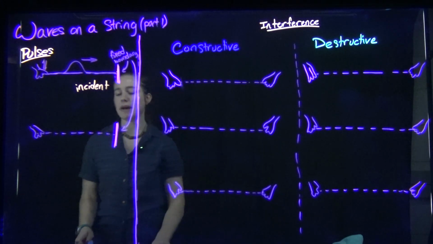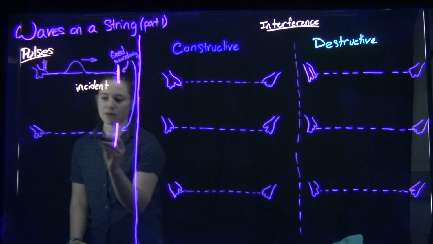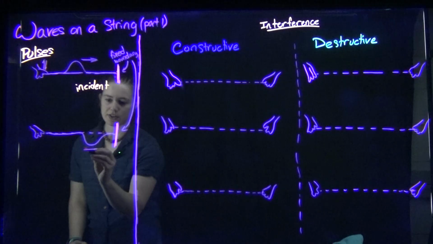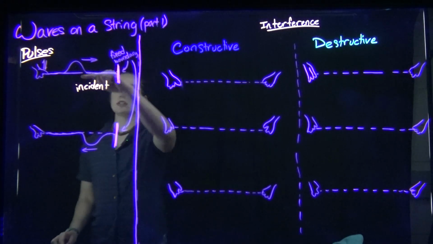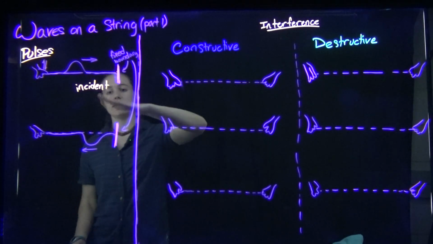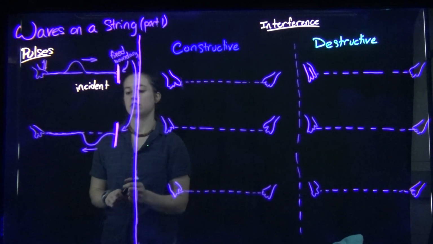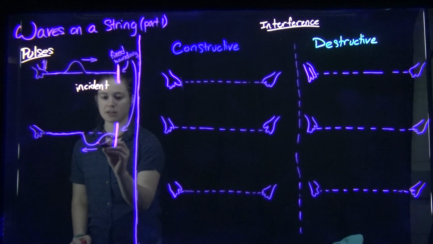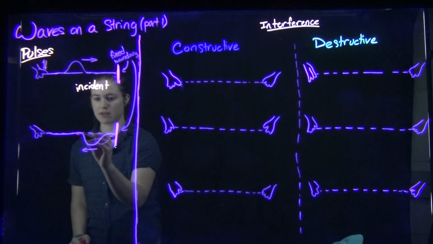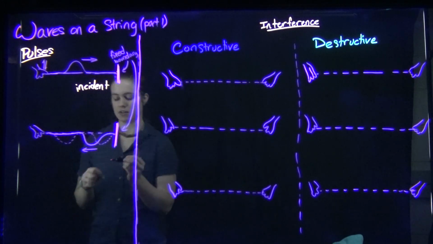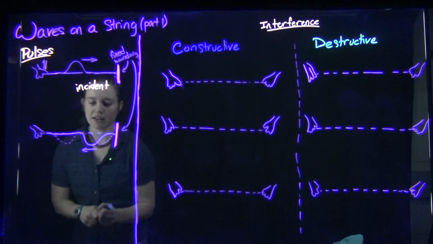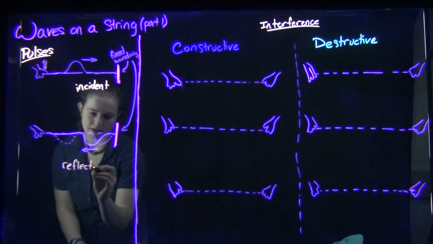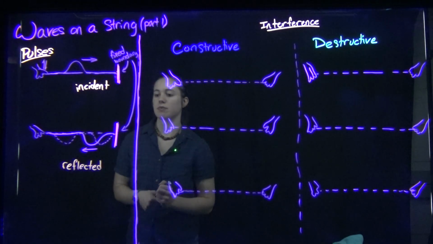And when this is a fixed boundary, a reflected pulse is going to look like that, traveling back toward us. So the incident comes, it hits the wall, and the wall pulls it down so that it travels back kind of upside down. It just moves along the wave like that. And this is our reflected pulse. It's reflected back at us from the wall.